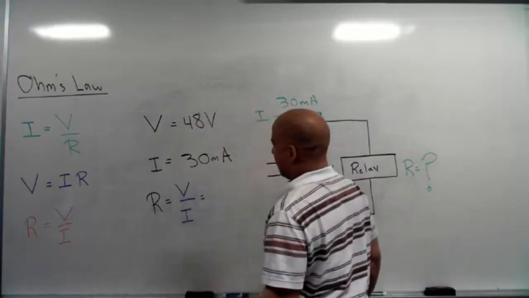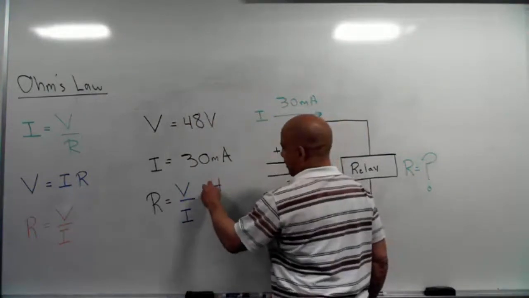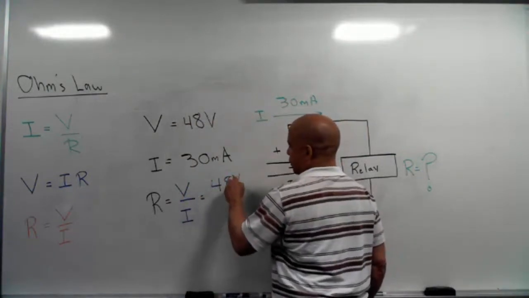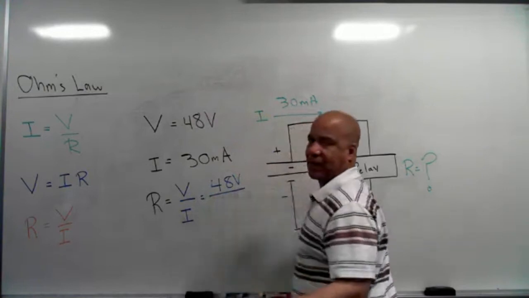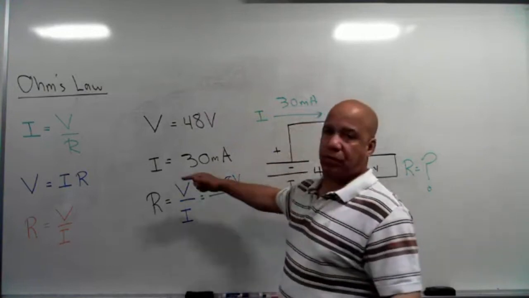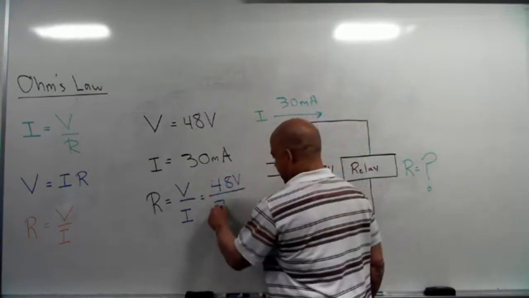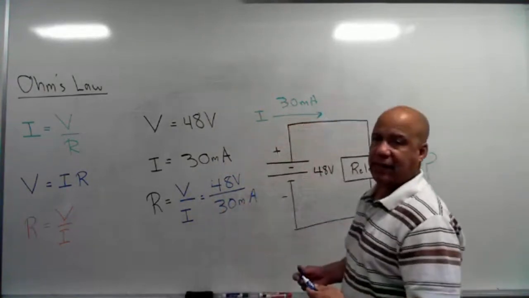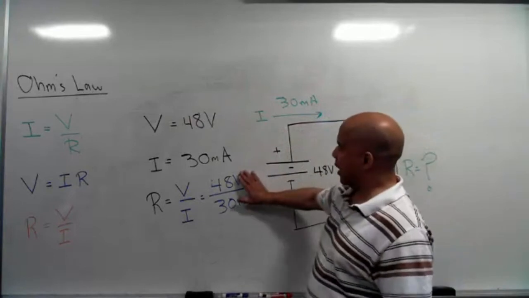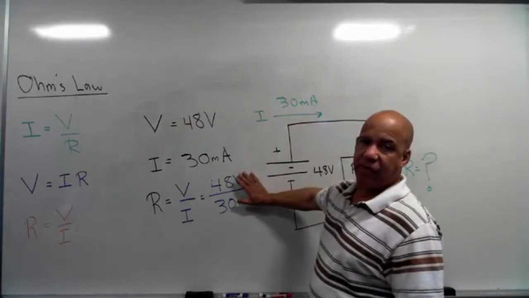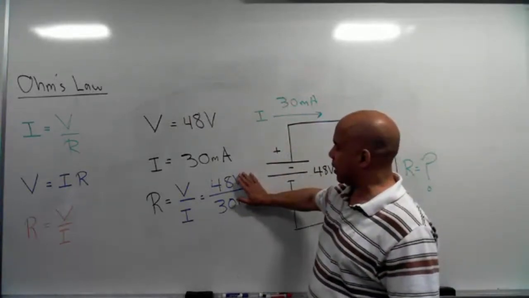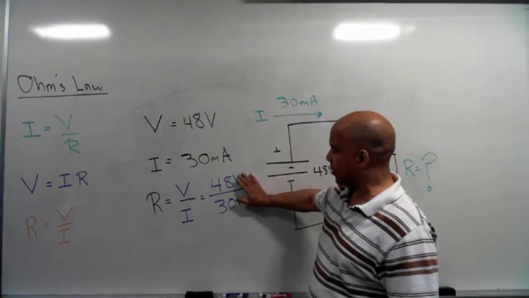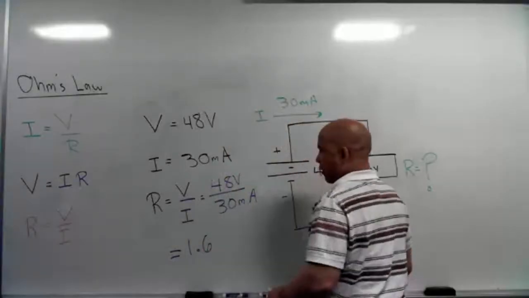I'm going to substitute my value for V and for I. So for V, 48 volts. I'm not going to write this out as 0.03. I'm going to just write 30 milliamps. And I'm going to use the idea that I used before. I'll cover that up. I got 48 divided by 30. Now, anybody have a calculator, tell me what is 48 divided by 30. How much is that? 1.6. 1.6. 48 divided by 30.